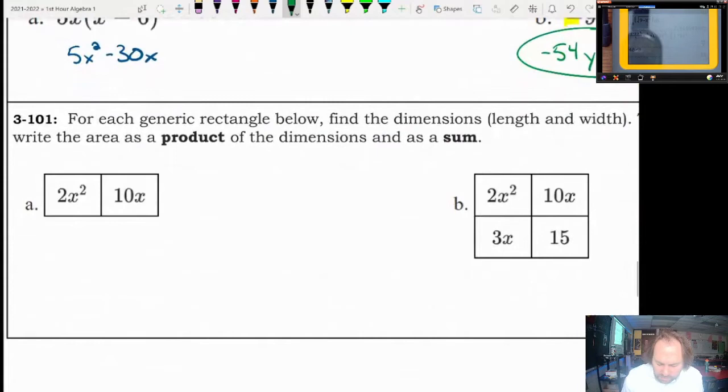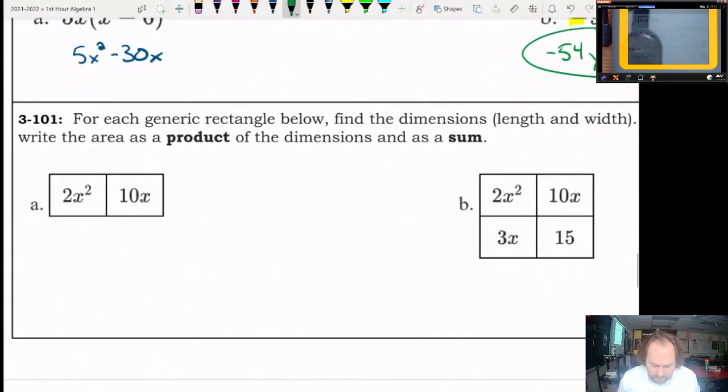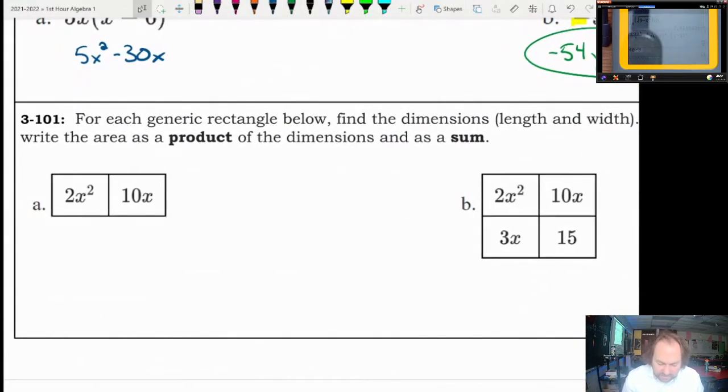For each generic rectangle below, find the dimensions and write each area as a product of the dimensions and as a sum. So we should remember to do both of those things at the end of this problem. Here we're actually working backwards. Similar to what we did yesterday, we're going to need to find the actual dimensions.